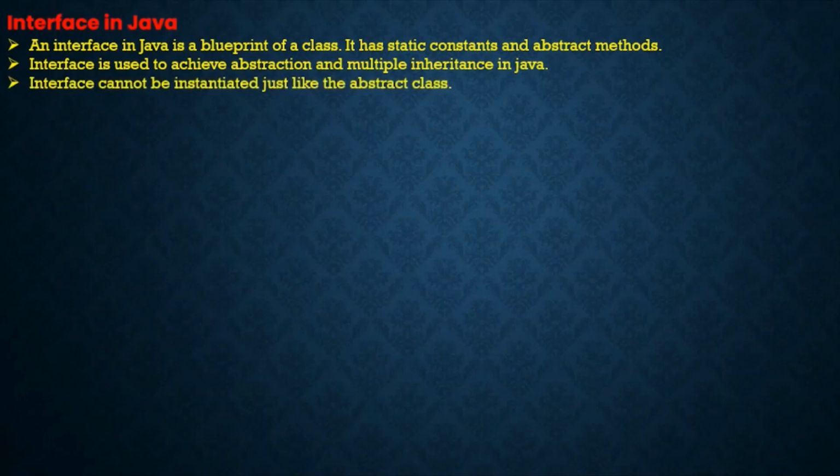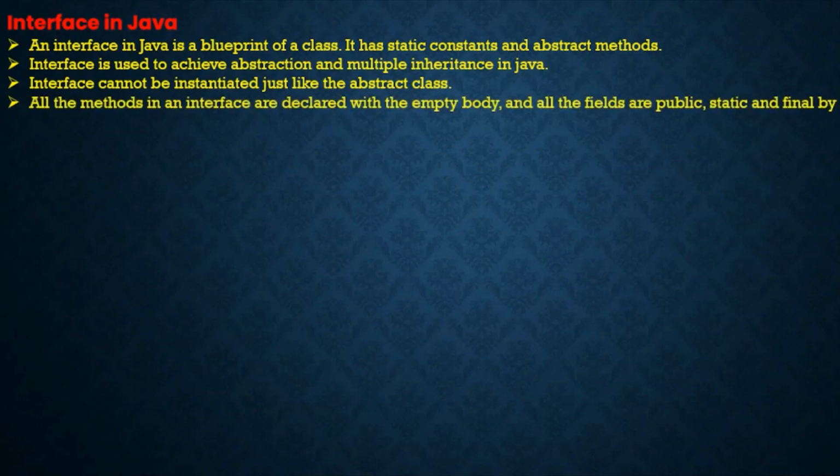Okay, interface I have already demonstrated as part of the example, but here I am covering the theoretical things. Interface cannot be instantiated, just like abstract class. Okay, all the methods in an interface are declared with empty body. That means all the methods that are there in interface, by default are abstract, without having any body, and all the fields are public static final.